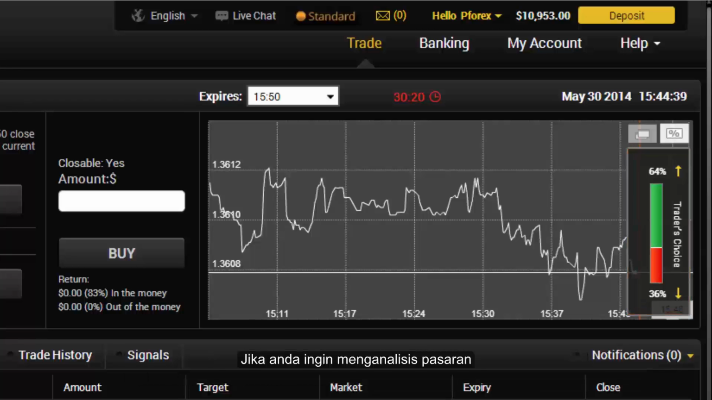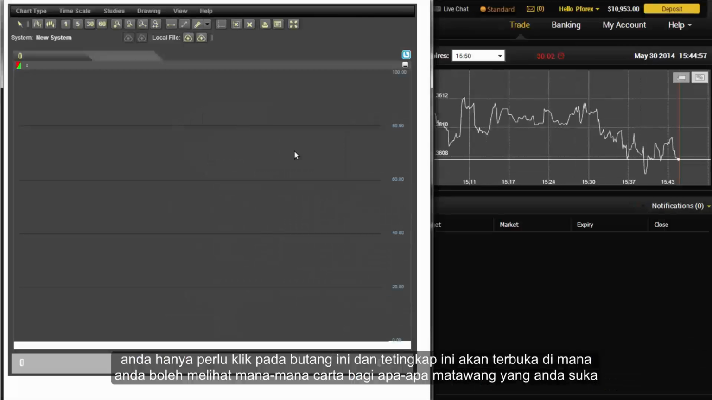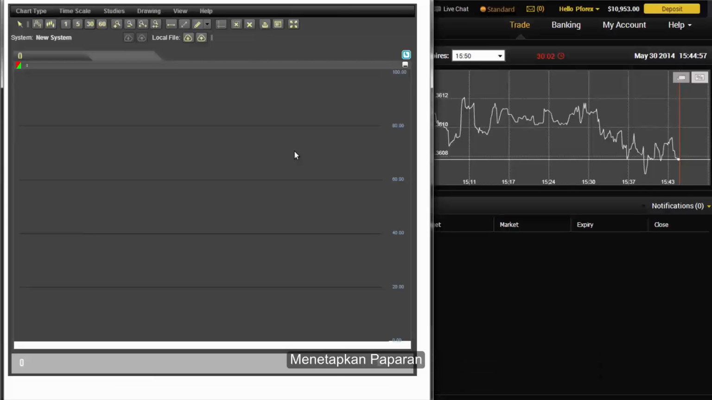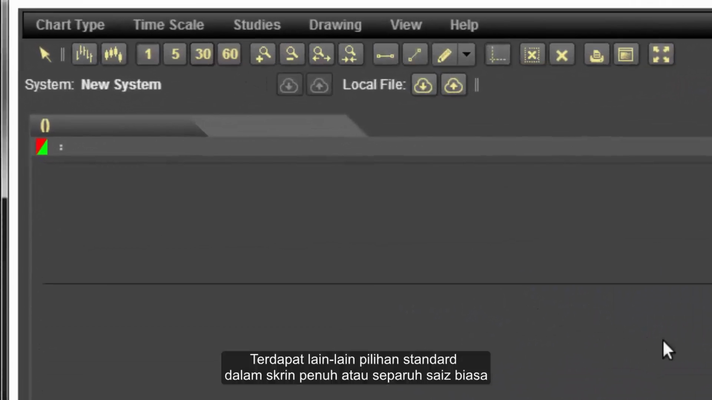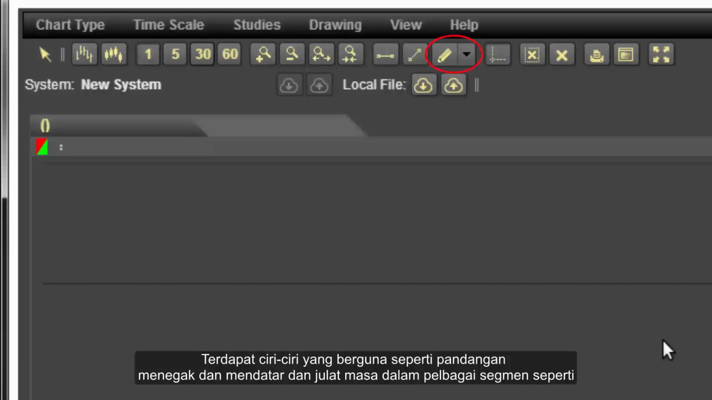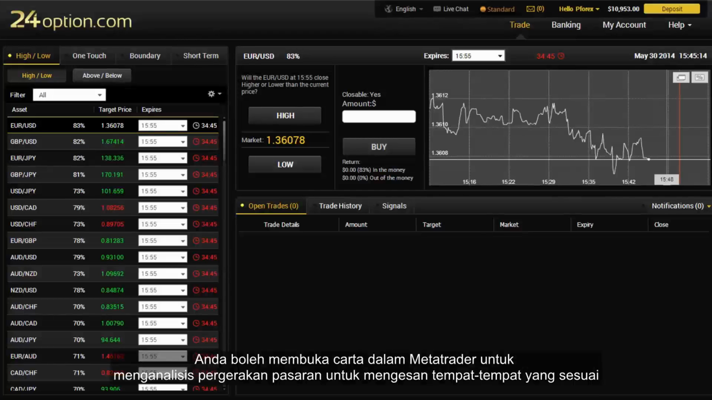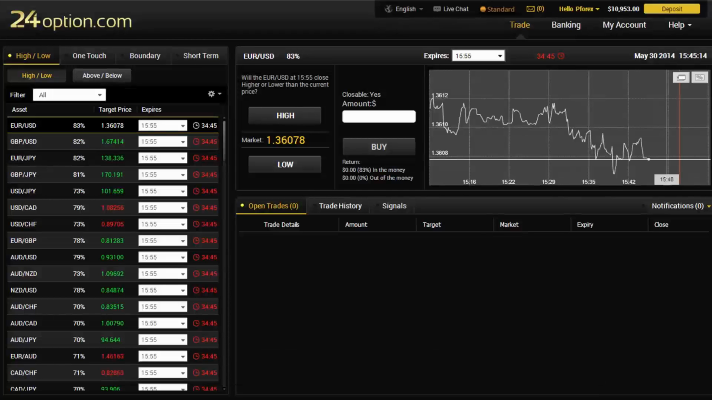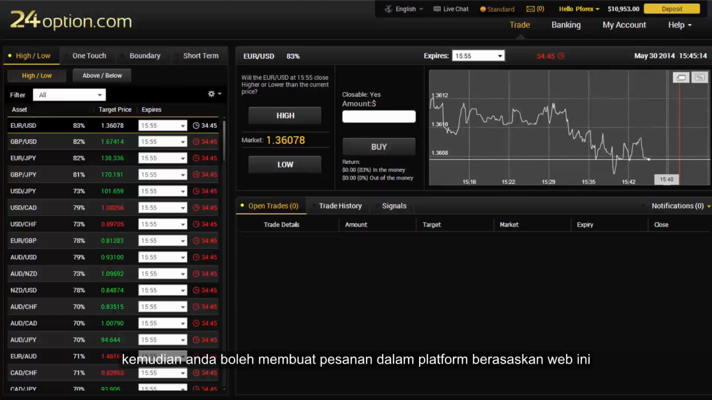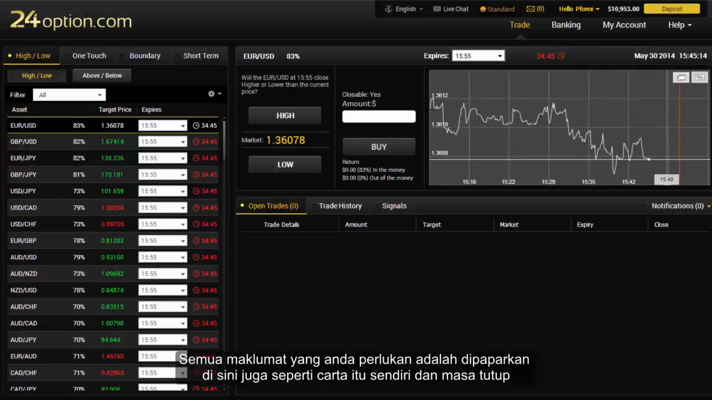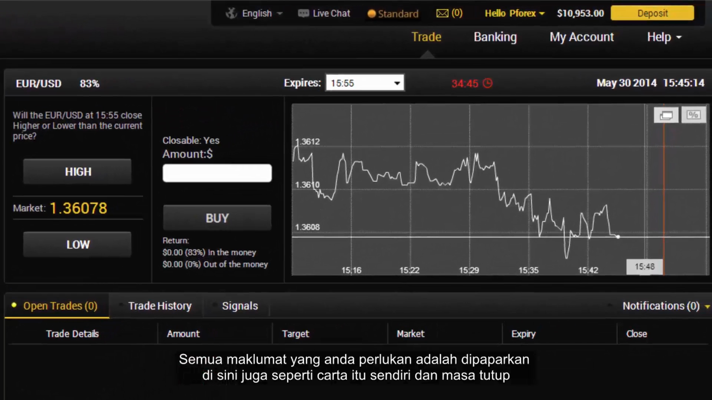If you would like to analyze the market, you simply have to click this button here, and this window will open where you can look at any chart for any currency that you like. Setting the view, there are other standard options in full screen or half the normal size. There are useful features like vertical and horizontal views and time range with various segments, such as 1 minute, 5 minutes, 30 minutes or an hour. You can open the chart in MetaTrader to analyze the market trend for detecting suitable spots. Then you can place an order in this web-based platform. All information that you require is displayed here too, such as the chart itself and the closing time.